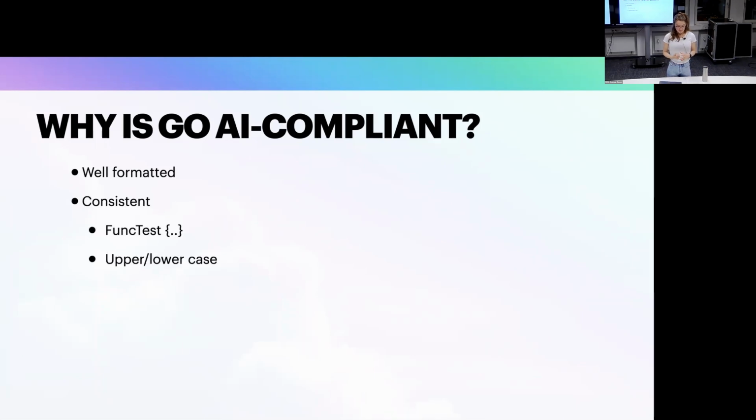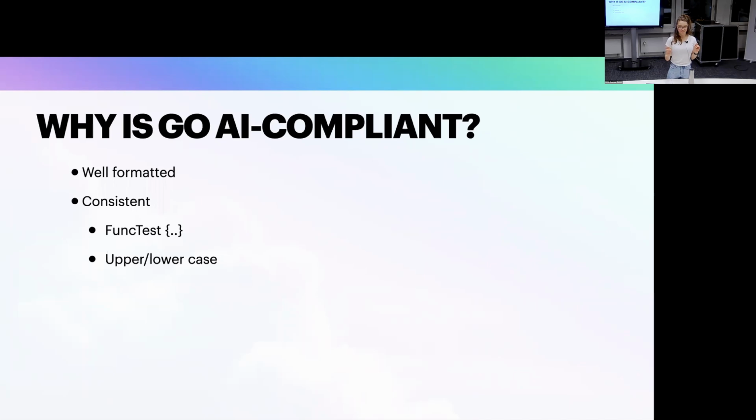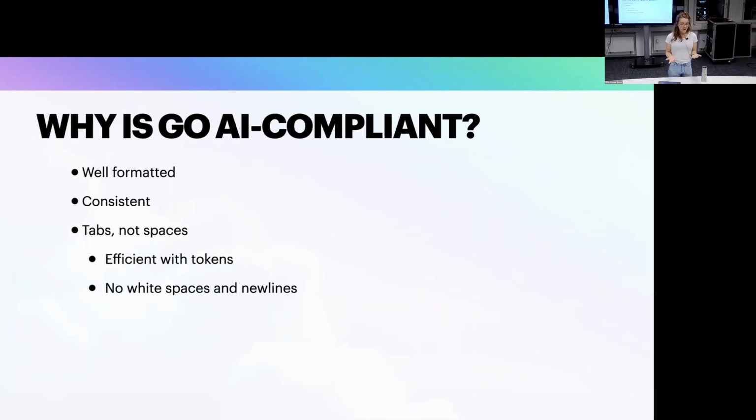It's also consistent. Functions, all tests will always look in this structure. Uppercase, lowercase logic will always be the same. So it's better training data, but it also understands the templating that we created the language around. Tabs, not spaces. It's been a discussion for a long time, but a big problem is tokens and prompts.